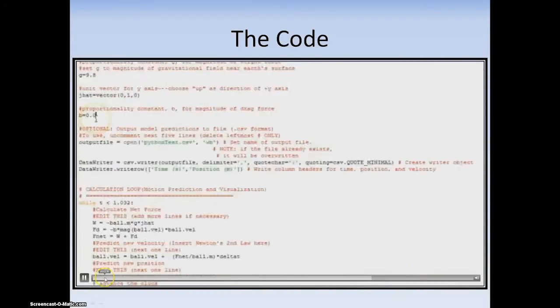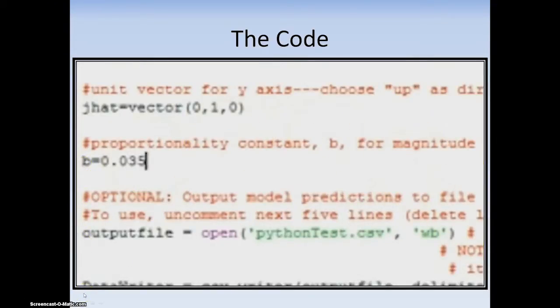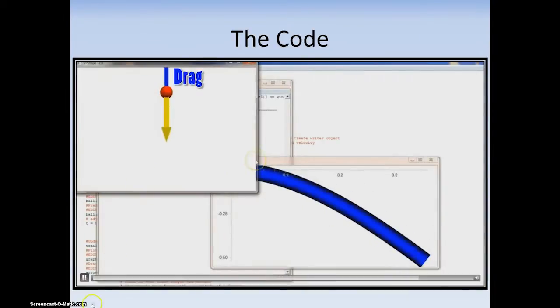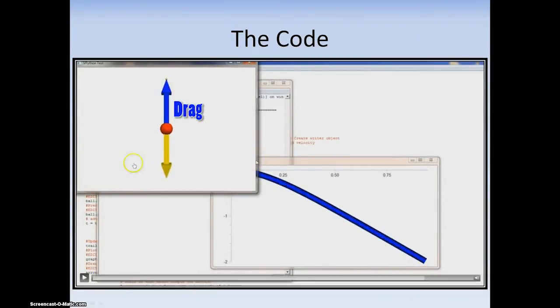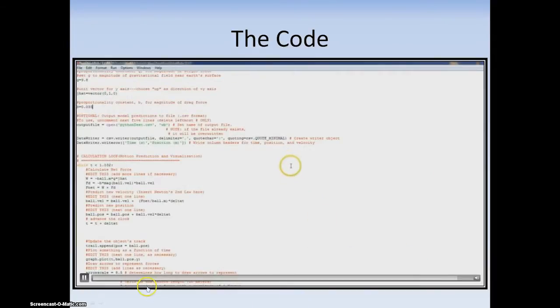Now we're going to go to the model with drag. We have to include the b constant now. It's 0.035. Now when we run the simulation, you can see that there's a blue arrow appearing right here. It's the drag force. And look at the graph over here. It's a lot flatter towards the end. It doesn't accelerate as much towards the end. So now we're going on to the next page.